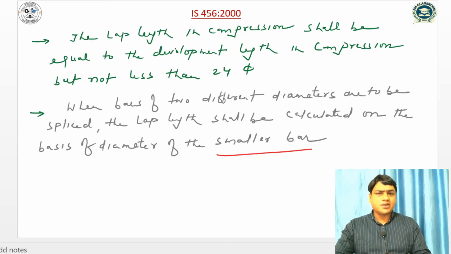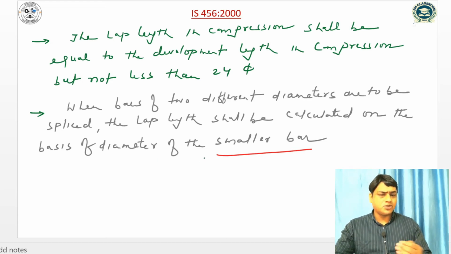Similarly, the code also says that the lap length in compression shall be equal to the development length in compression, but not less than 24 times the diameter. So for the lap length in case of compression, we have to directly compute the development length in compression, that is 0.87 fy times phi by 4 into 1.6 into 1.25 tau BD, and that will be exactly equal to the lap length, but in no case should our lap length value be less than 24 times the diameter. When bars of two different diameters are to be spliced, the lap length shall be calculated on the basis of the diameter of the smaller bar.